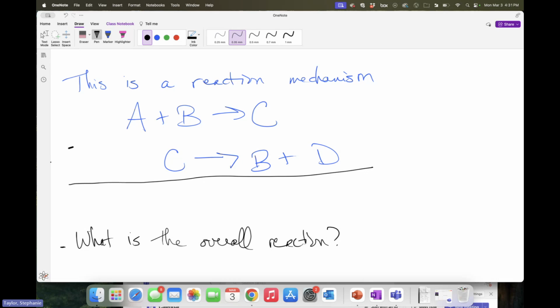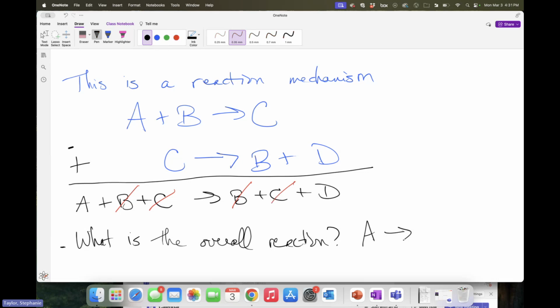So for the overall reaction, what I'm going to do is add my two reactions together. So I do basically have A plus B plus C goes to B plus C plus D. And what you might notice is I've got two different things that cancel out. My B's cancel out and my C's cancel out. My overall reaction is just whatever's left, which is A goes to D. So that's my overall reaction.